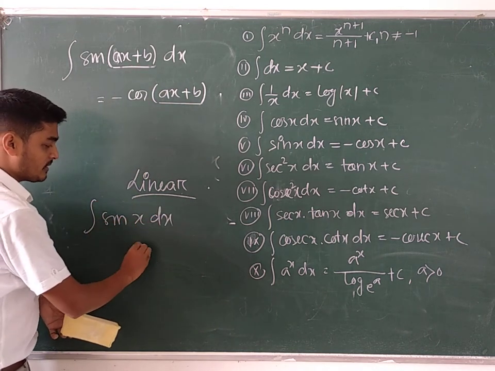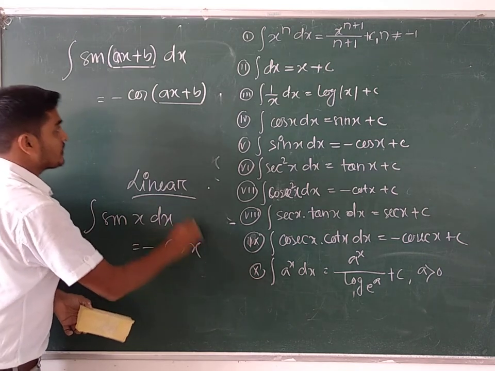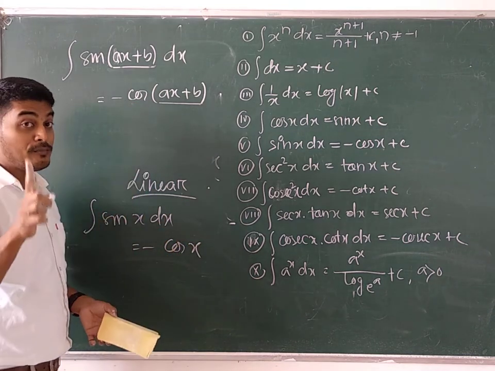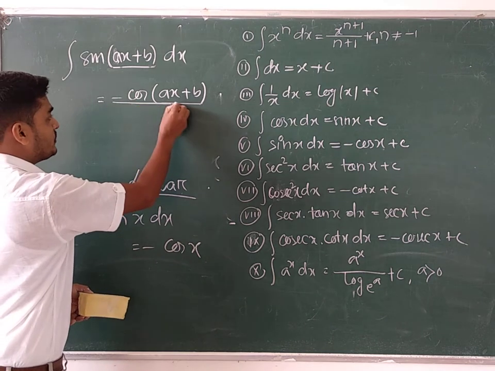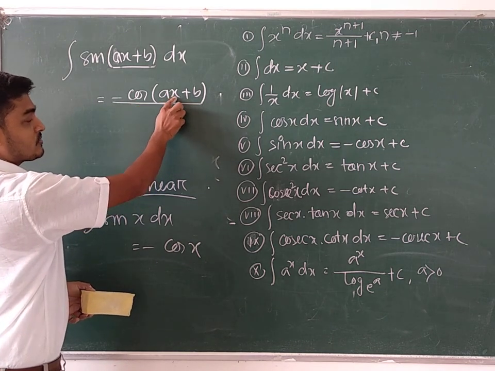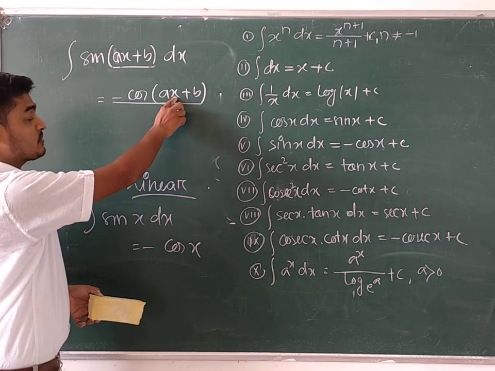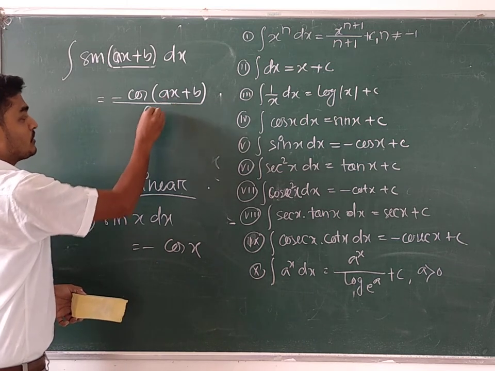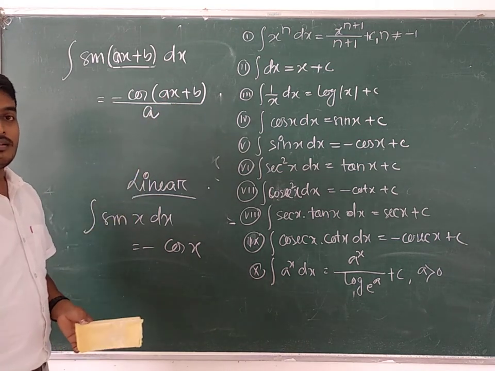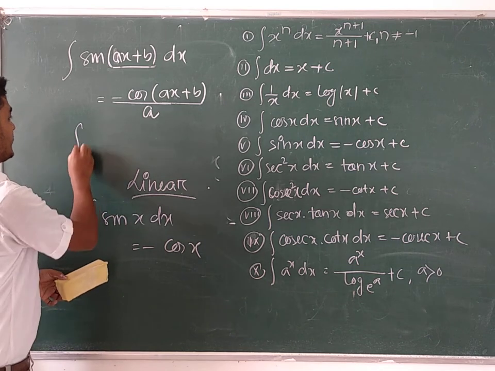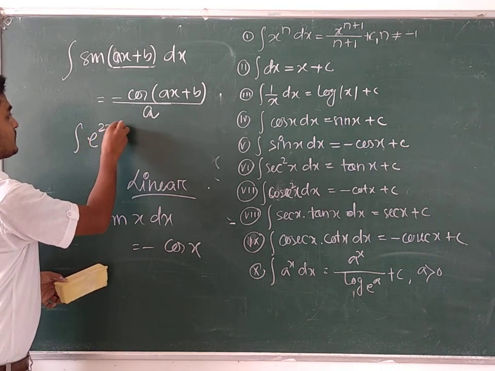Is it clear? What is the value of cos x? So that's why I have written cos of ax plus b. But remember, in the denominator, you have to write down the coefficient of x, whatever it will be. So you have to divide it by the coefficient of x. Is it clear? Similarly, integration of e to the power twice x plus 5.